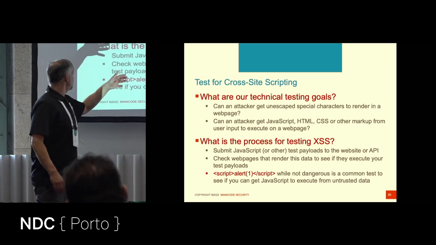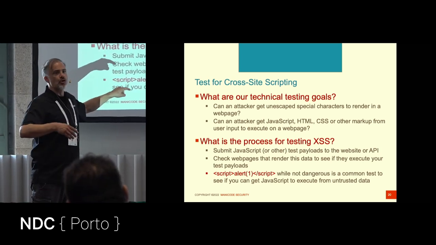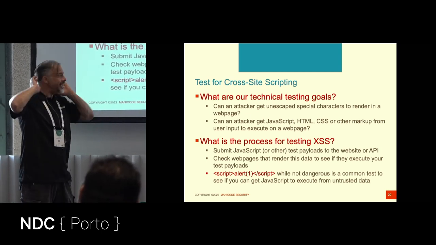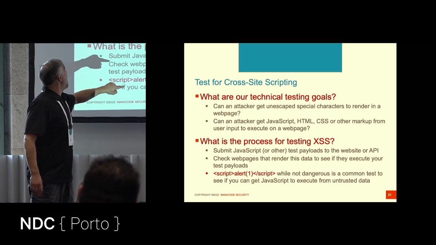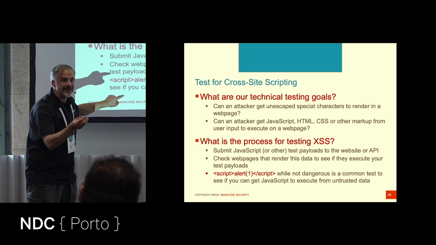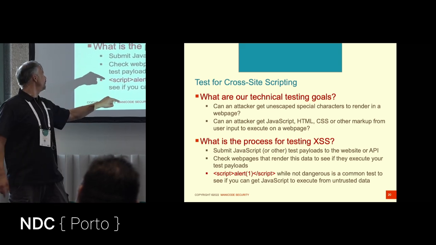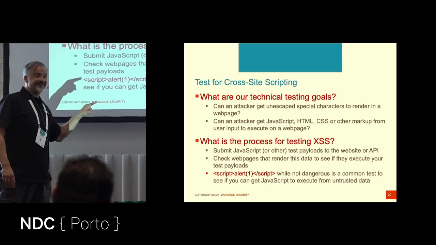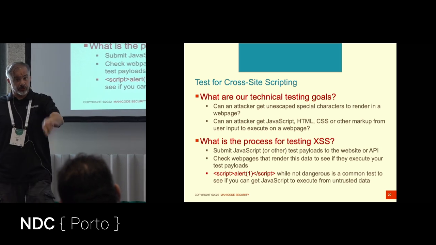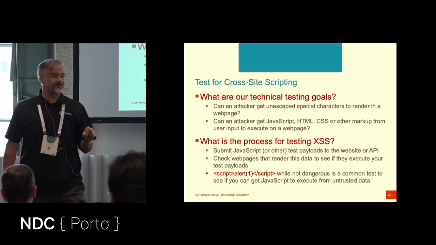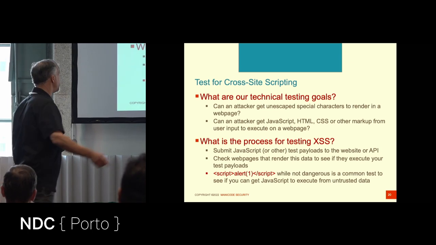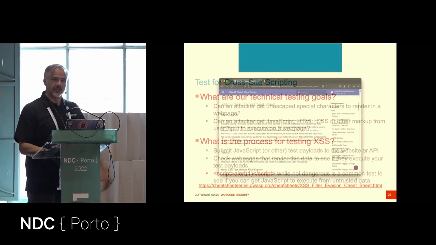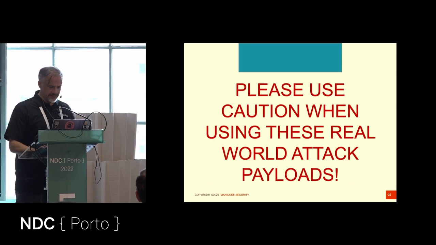Now, when I'm testing for XSS, I submit JavaScript through your normal form parameters, to your API, through a cookie, whatever data you're reading, and I'll put JavaScript in there. I'll then check web pages that render that content, and this is my typical test, script alert script. This is not dangerous, but if I can get this to execute, what did I just do? I proved that I can get JavaScript that's evil to run in your website, and I've proven that you have an XSS vulnerability in your application. So far, so good. Now let's carry on.